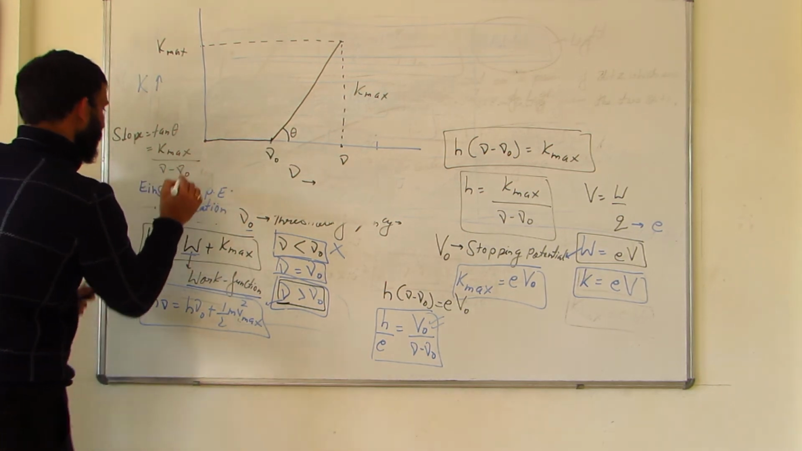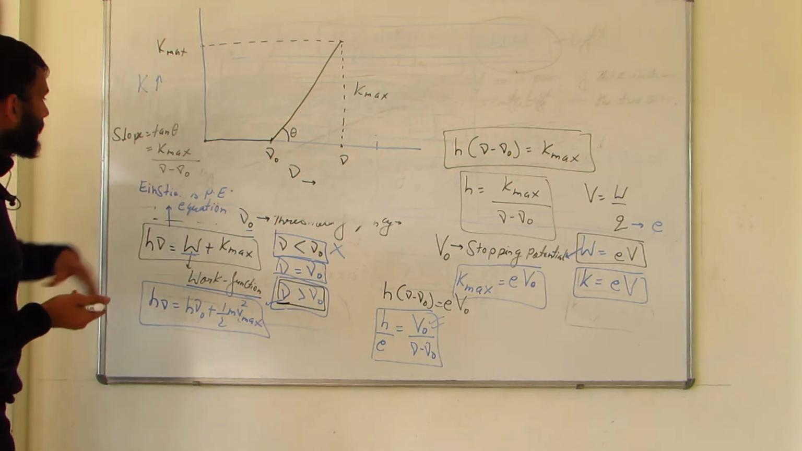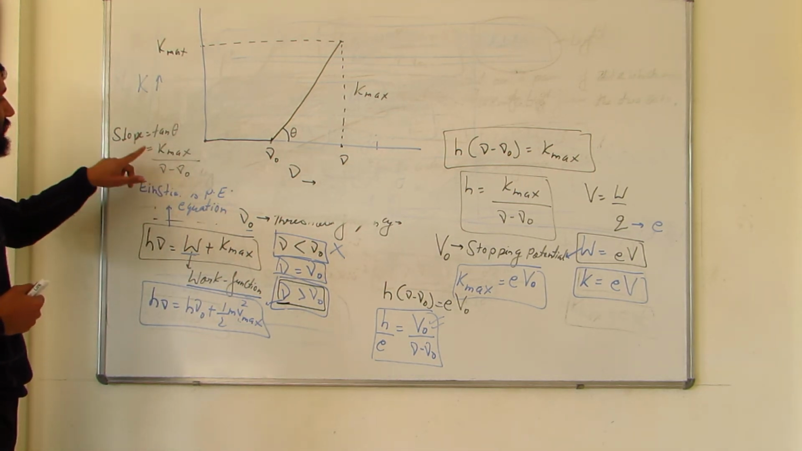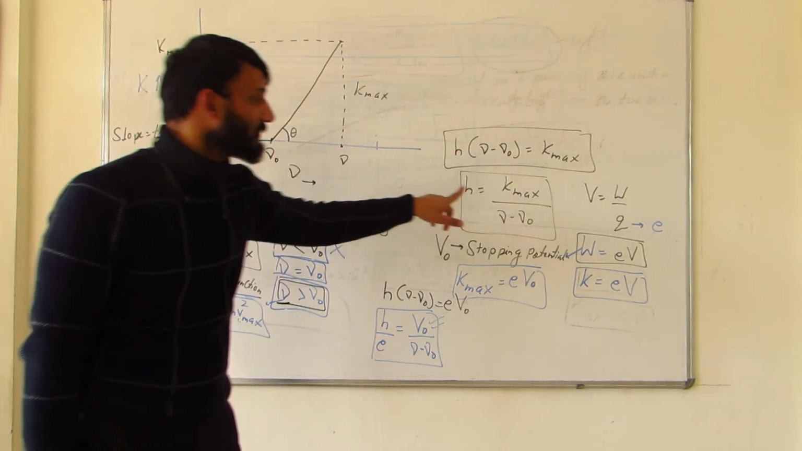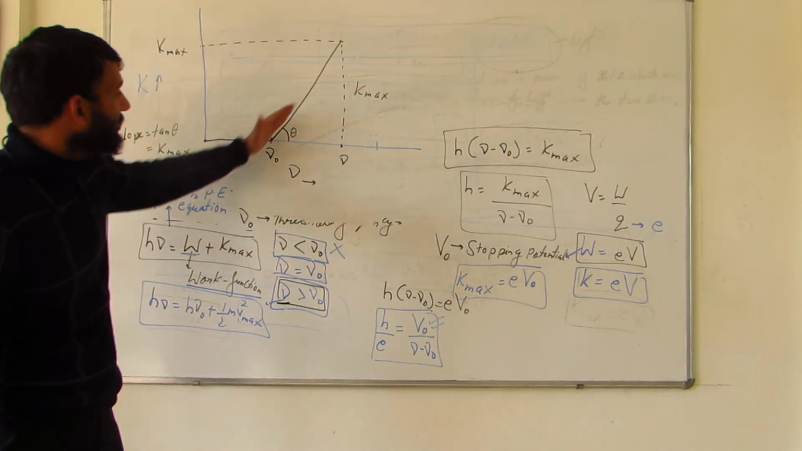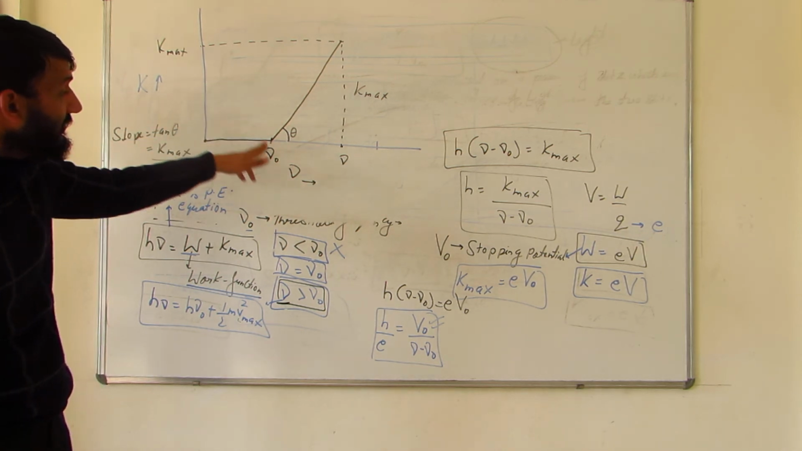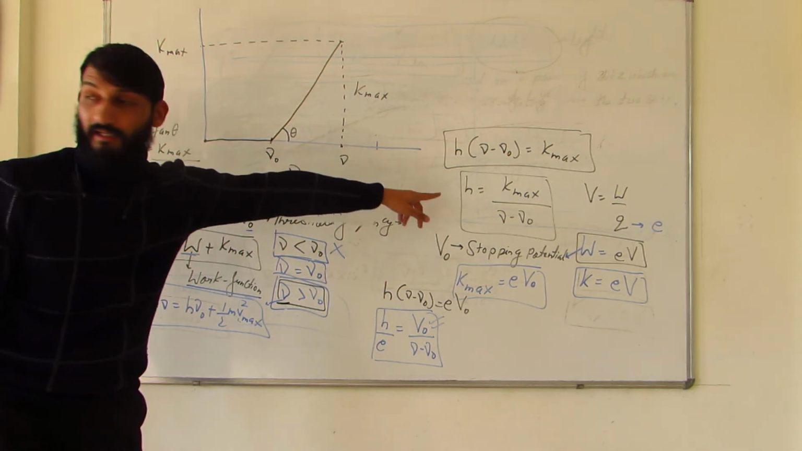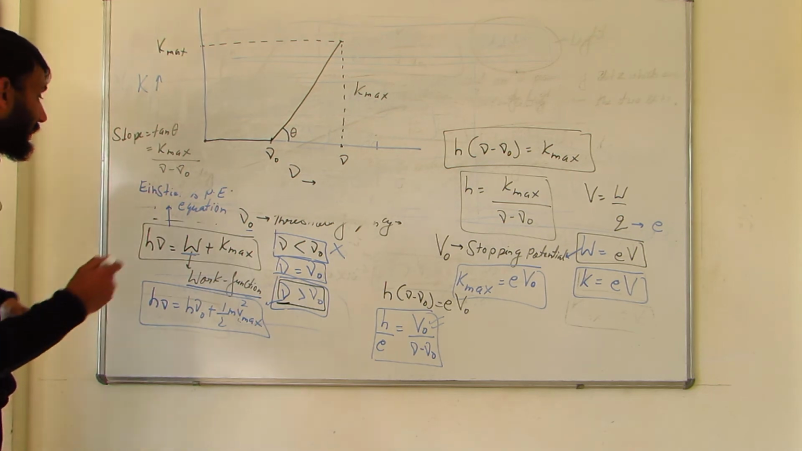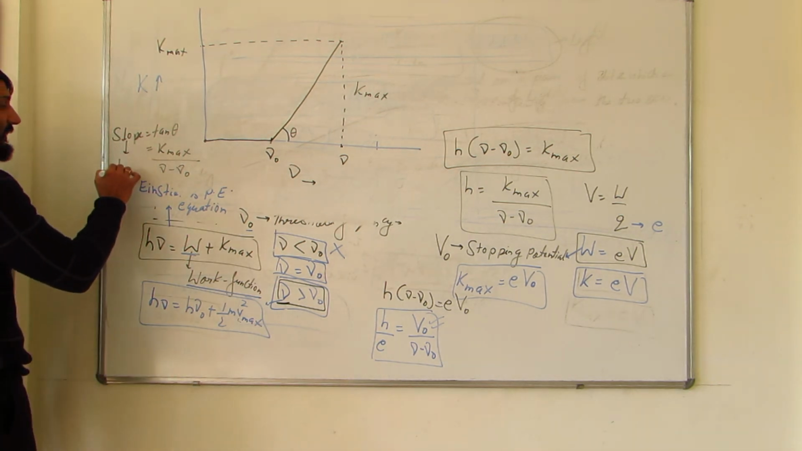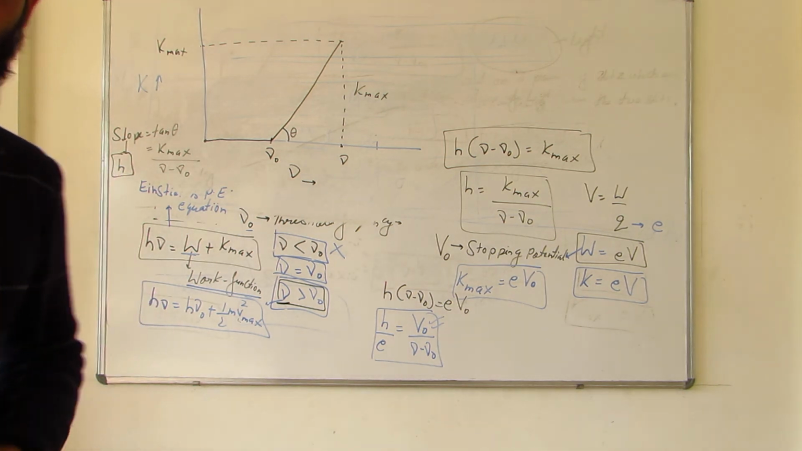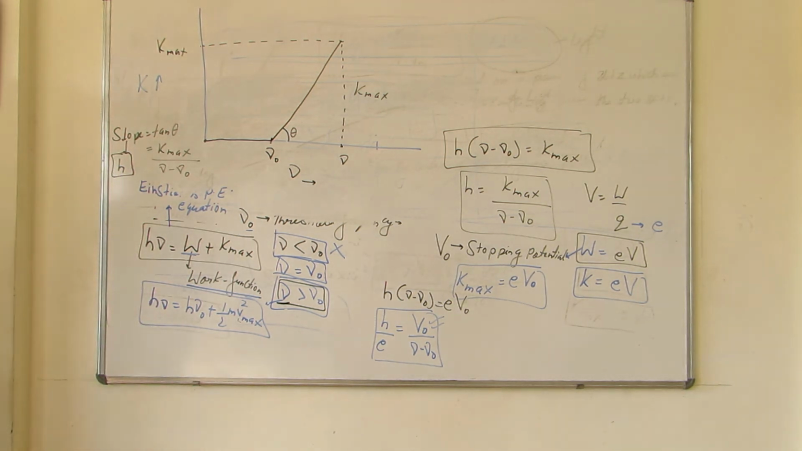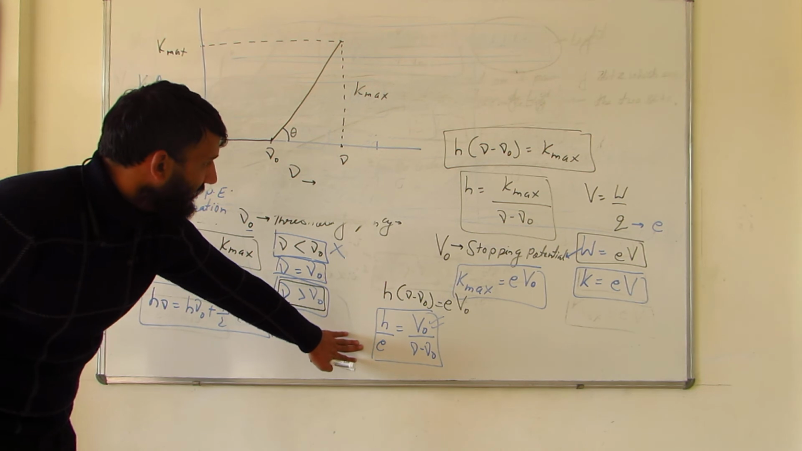nu minus nu naught. You already know that K max upon nu minus nu naught is equal to the slope, but K max upon nu minus nu naught is equal to h. Therefore the slope of this graph, kinetic energy versus frequency, gives you h, which is Planck's constant. So this was an important graph. Also the same I can do for this as well.